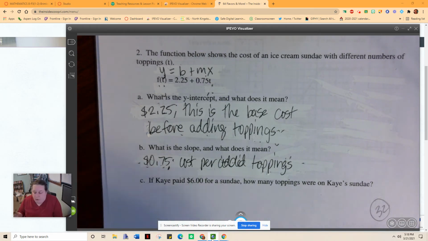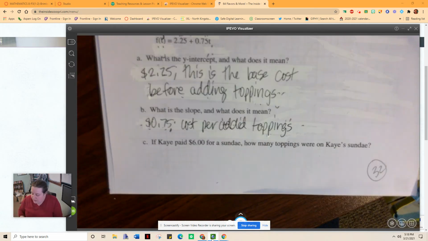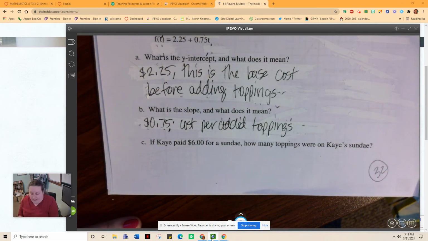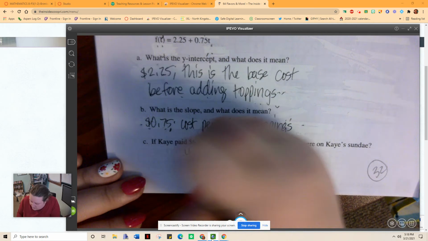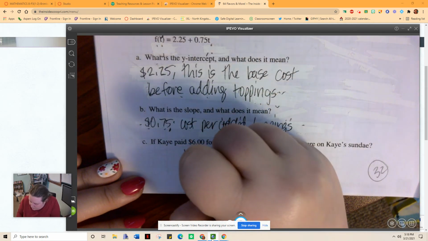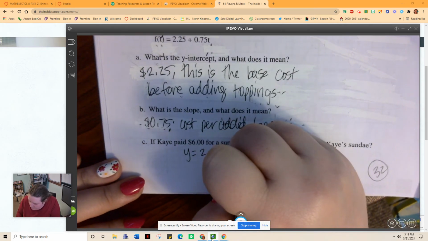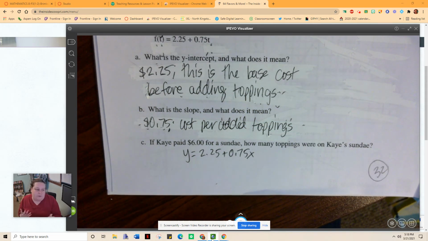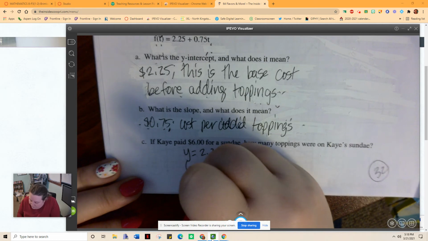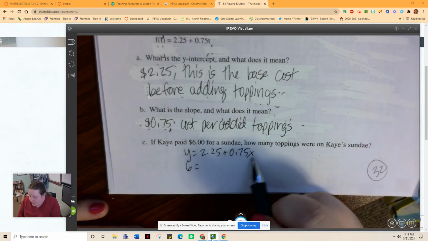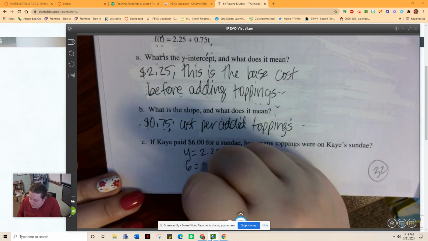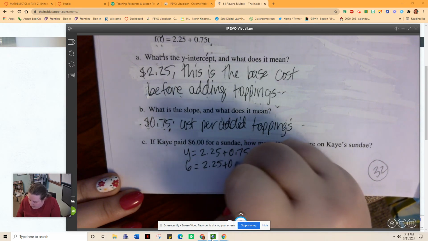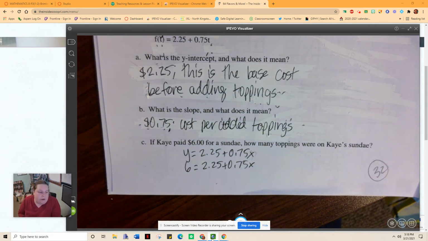Okay. So if Kay paid $6 for a sundae, how many toppings were on it? So we know that this is y equals 2.25 plus 0.75x. So I'm just swapping out the t and f of t for y and x, what we're used to working with. All right, so they say in total the sundae was $6. So y represents my total cost. What we're trying to figure out is how many toppings. So this is what I know, and I have everything I need to solve this.